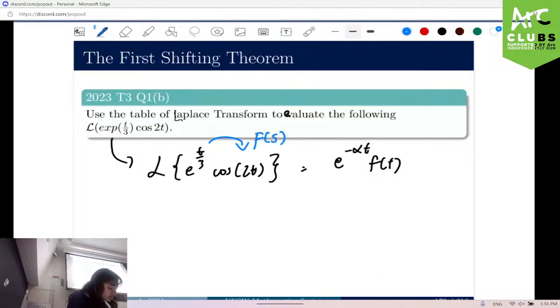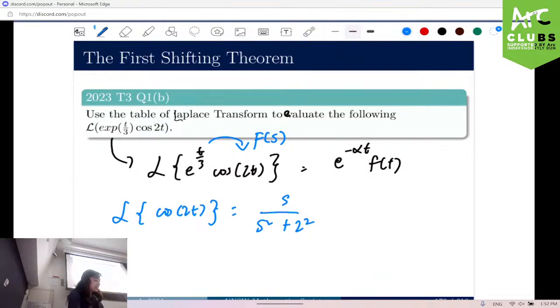So let's first find the function of s, sorry, the s-space function of cos 2t. What will we get? You're going to get s over s squared plus 2 squared, right?